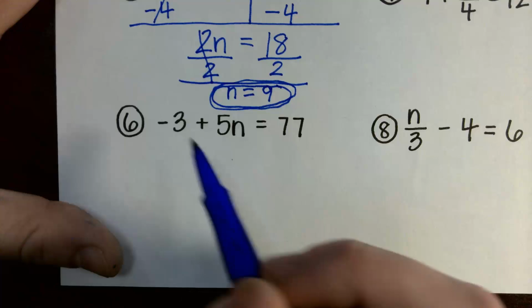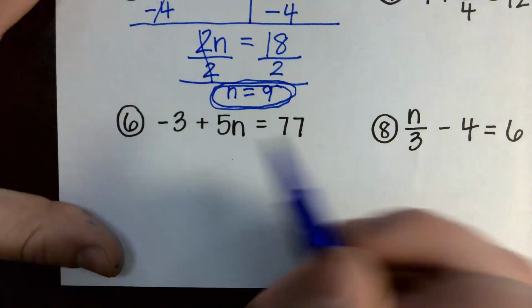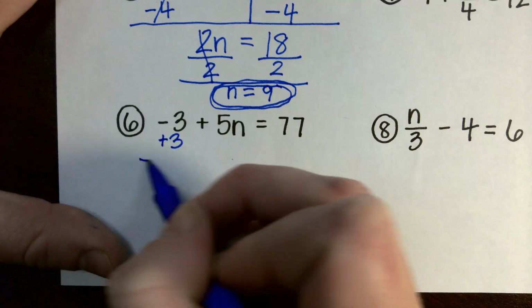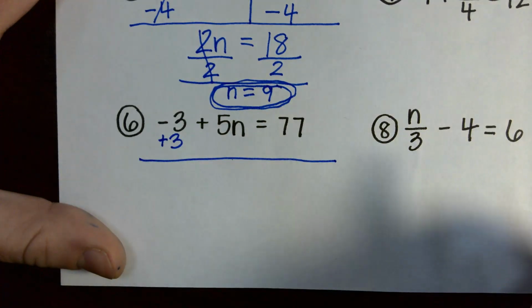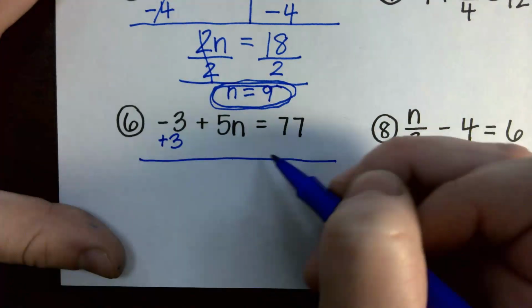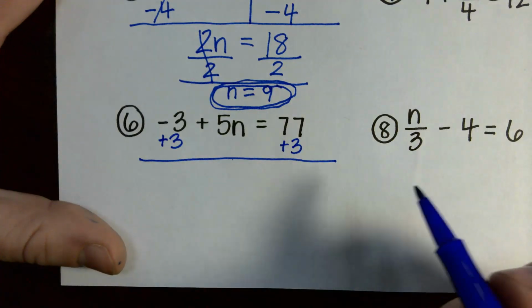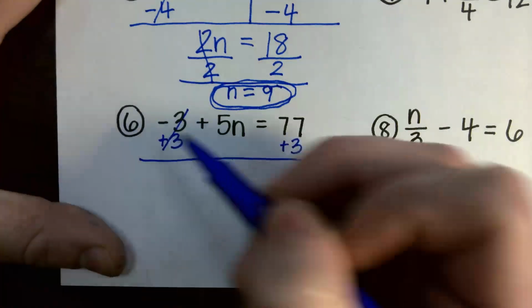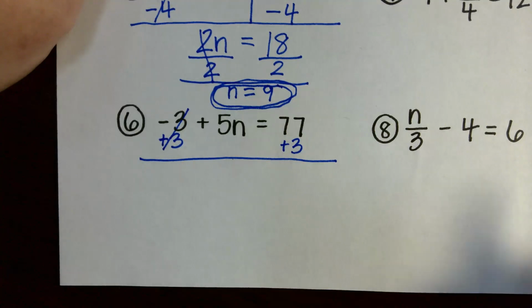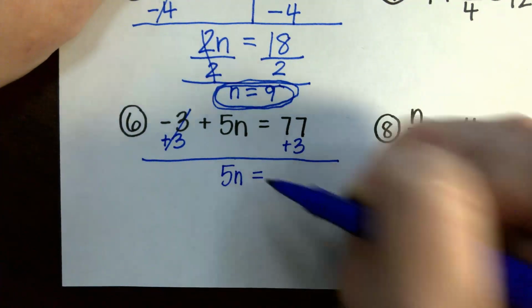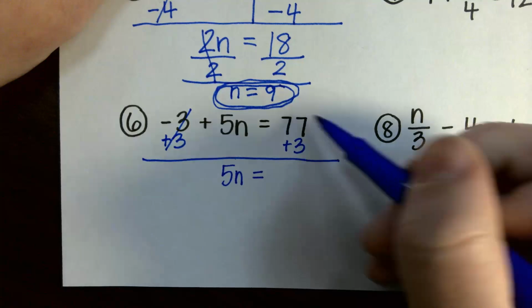What's my first step? Add 3. Good. We've got a -3. To cancel it, I'm going to add 3. Where else do I add 3? Good. Under the 77. Perfect. What happens next? My 3's cancel. Yes. Bring 5n down. Equals down. And what is this? 77 plus 3?